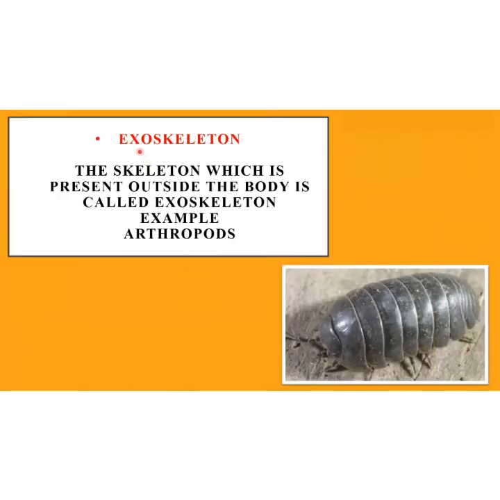Next type is called exoskeleton. The skeleton which is present on the outside of the body is called exoskeleton. This skeleton is present outside the body. That's why it is called exoskeleton. Example, arthropods. Arthro means jointed, pods means legs, jointed legs. In arthropods, insects are included. Insects, this is a cockroach.